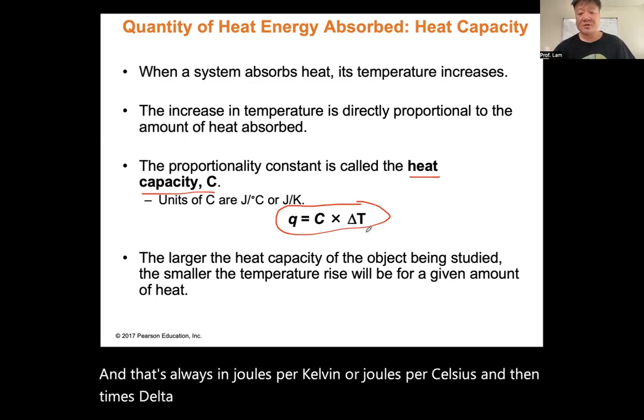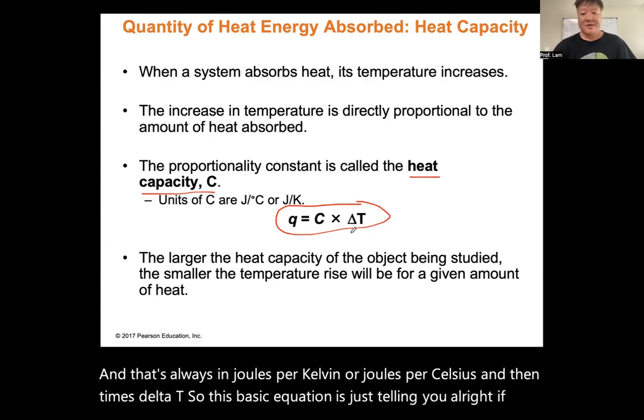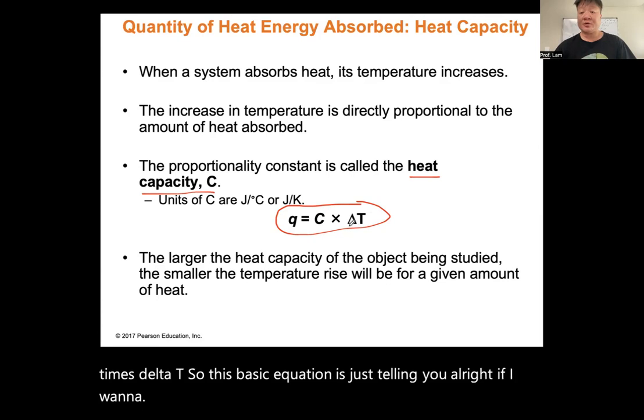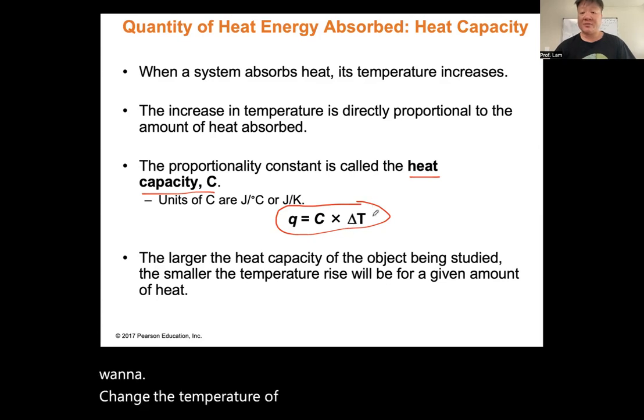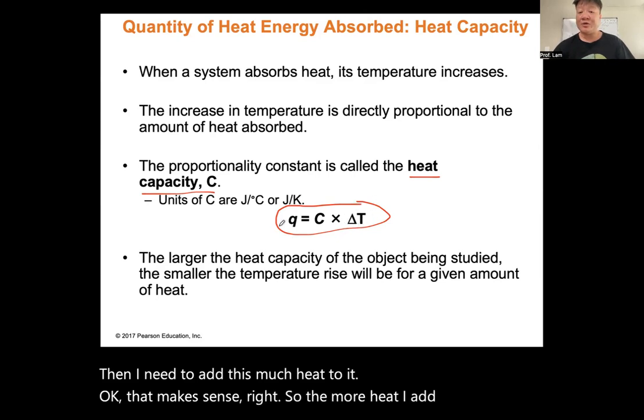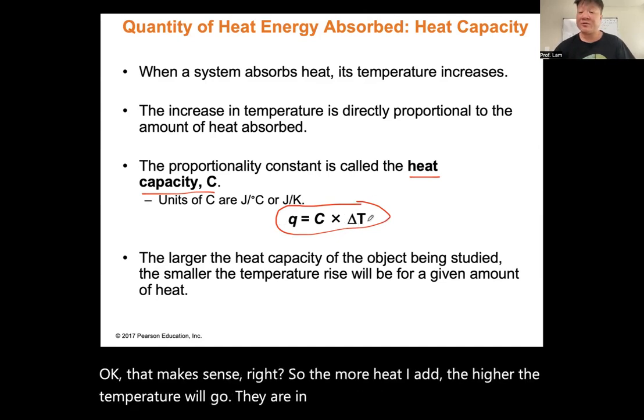Okay. So this basic equation is just telling you, if I want to change the temperature of something by a certain amount of degrees, then I need to add this much heat to it. Okay, that makes sense, right? So the more heat I add, the higher the temperature will go. They are in direct relationship with each other, right?